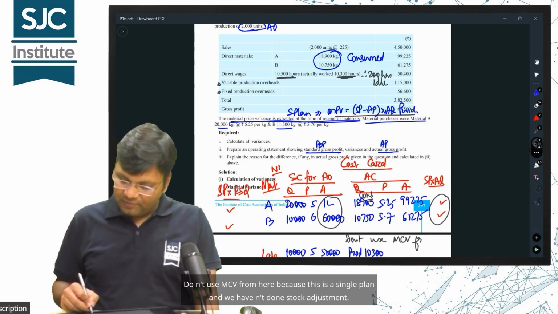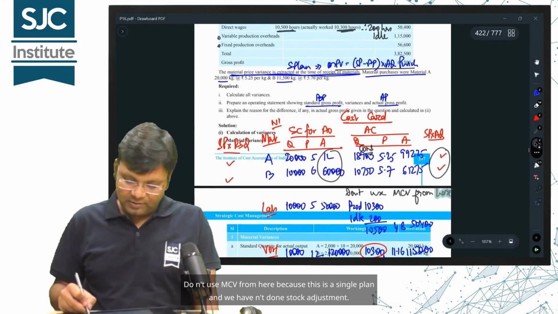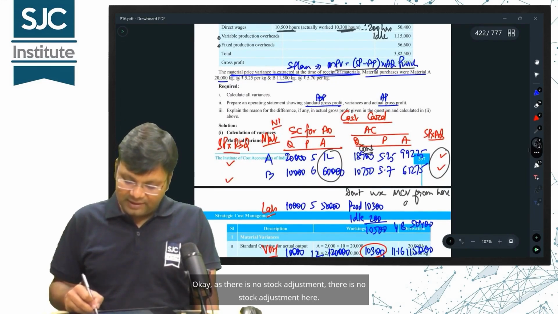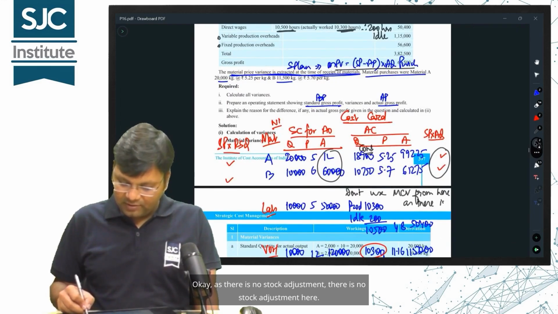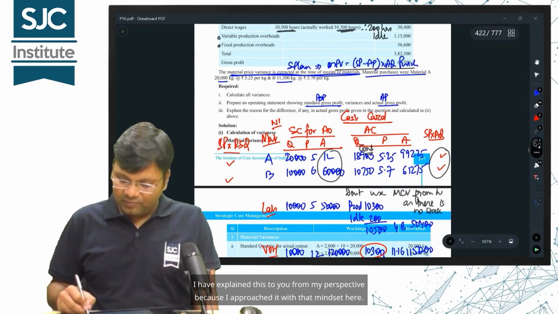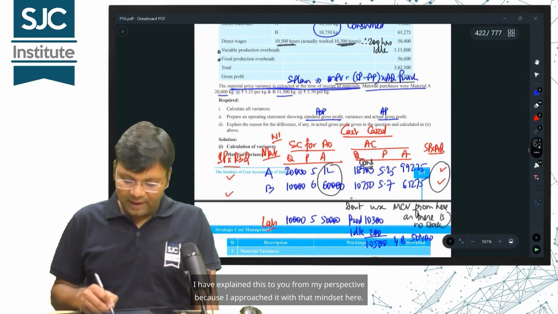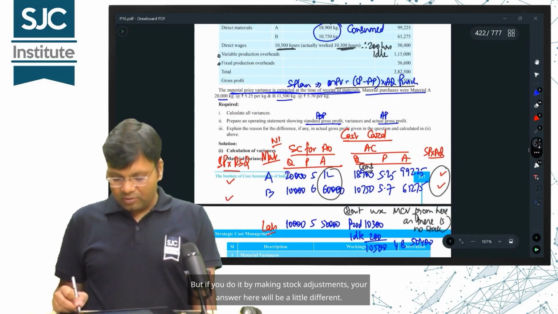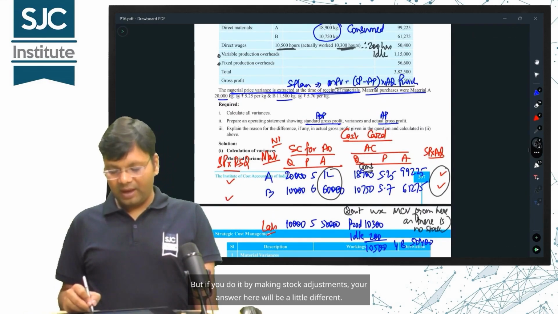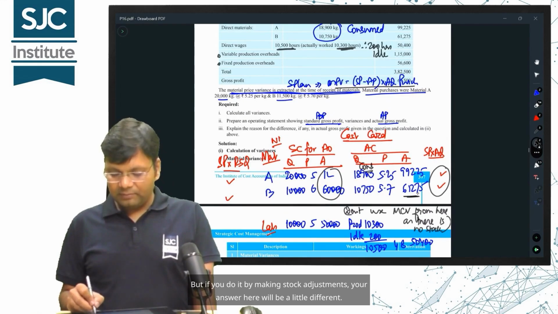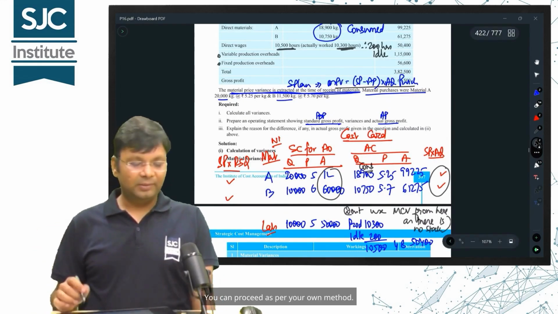Don't use MCV from here because this is a single plan and we haven't done stock adjustment. As there is no stock adjustment here, I have explained this to you from my perspective because I approached it with that mindset. But if you do it by making stock adjustments, your answer will be a little different. You can proceed as per your own method.